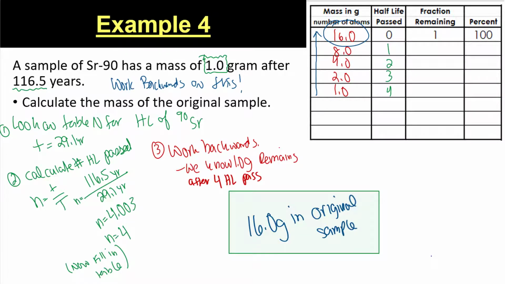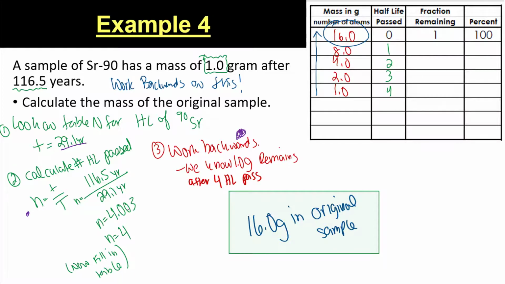This question was unique because I actually had to work backwards here, understanding that 4 half-lives have passed, because they told me that 1 gram was left after 116.5 years. So you'll see here is the order I did it. I looked for the half-life on table N for strontium-90, and it says that my half-life was 29.1 years. And then I plugged that into my formula, which was here. N equals little t over big T.